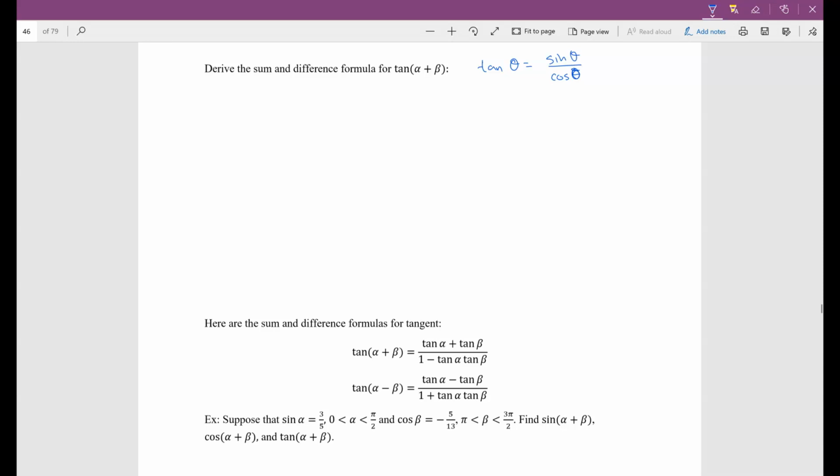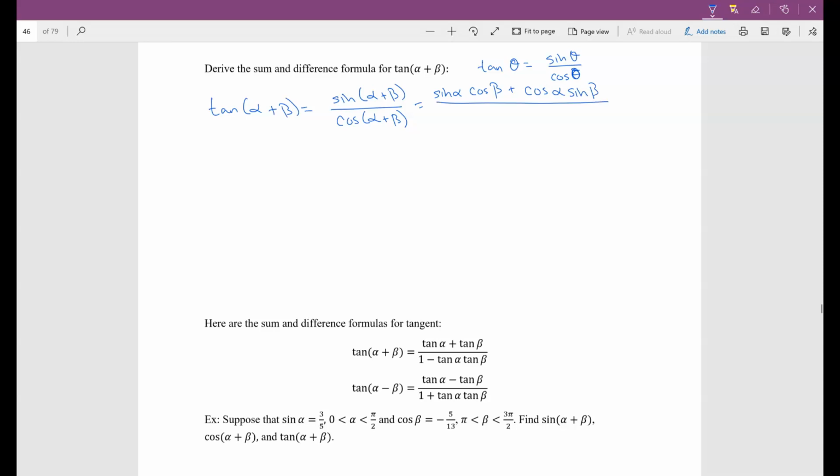If we want to find the tangent of alpha plus beta, well, that's just going to be equal to sine of alpha plus beta divided by the cosine of alpha plus beta. Now, the good thing is that we know what the sine of alpha plus beta is using the sum and difference formulas for sine. So that's just sine alpha cosine beta plus cosine alpha sine beta.